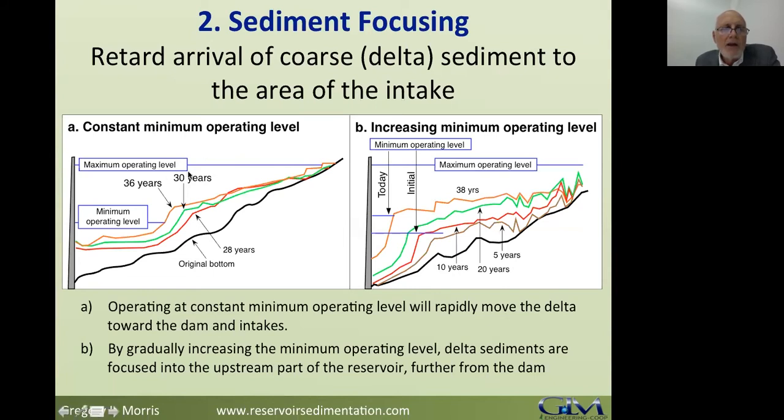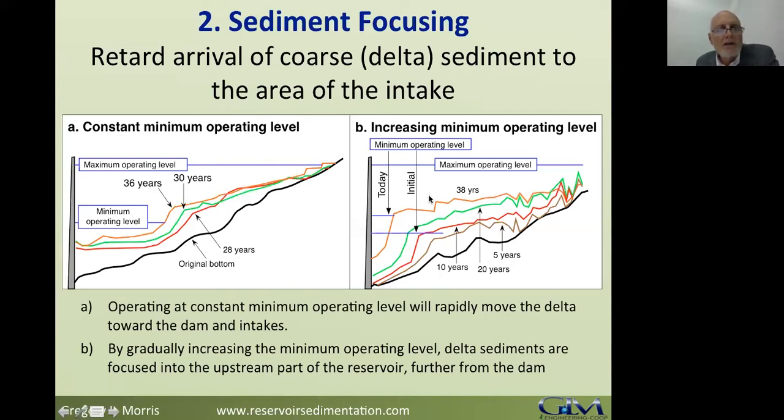Now, on the left-hand side, we have a reservoir, this is Chivor in Colombia, showing the operation levels that have been unchanged for about 36 years. And you'll notice that the sediment is moving towards the dam. The delta does not grow vertically very much.